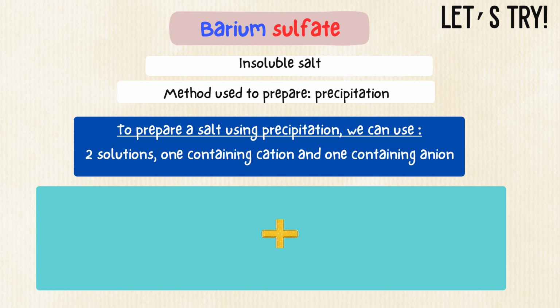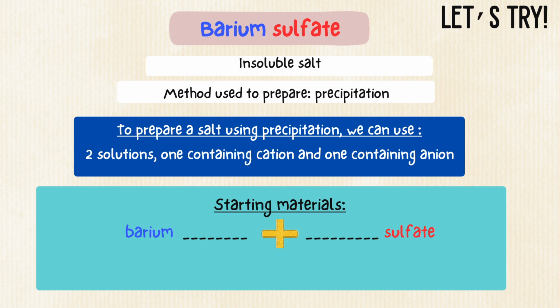Now what about barium sulfate? So similarly, barium sulfate is an insoluble salt. I need to use precipitation. So one of my solutions must contain barium ions, another one must contain sulfate ions. So because of my slight preference, I will use barium nitrate solution and sodium sulfate solution. But of course, you have more than one answer that can be accepted.